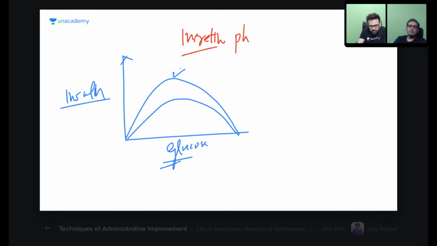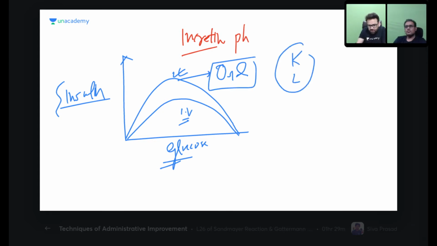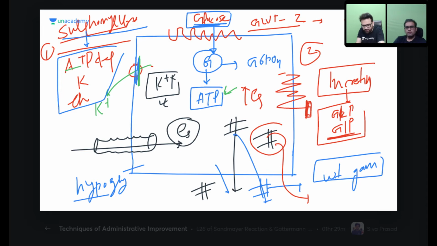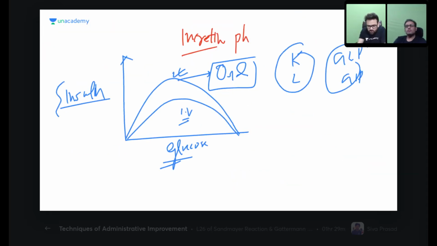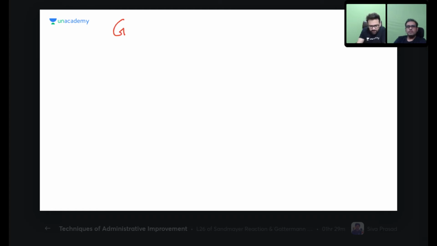Release of insulin will be more if you are giving glucose orally or IV? Orally. If you give glucose IV, insulin will be less. Why? Because when you take food inside, from the gut K cells and L cells, GIP and GLP-1 are released, which enhance the release of insulin, isn't it? And that is why GLP-1 agonists are given as diabetic drugs.